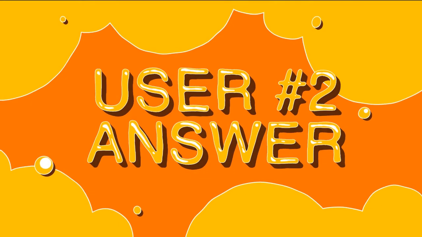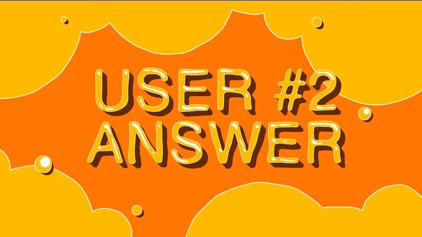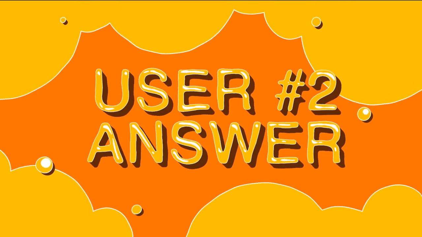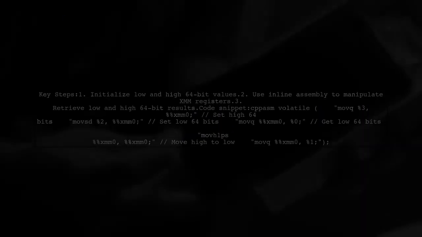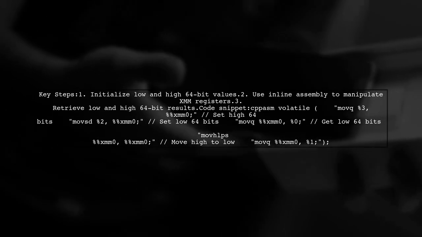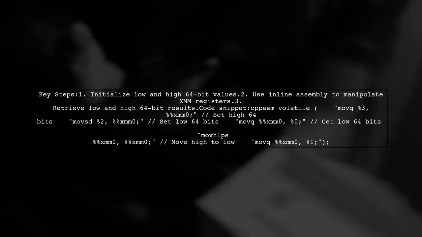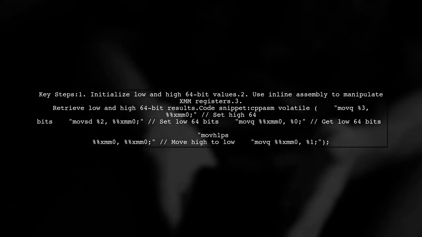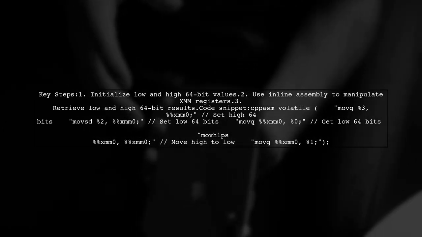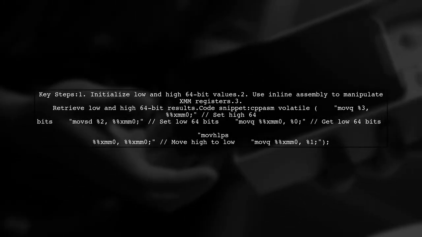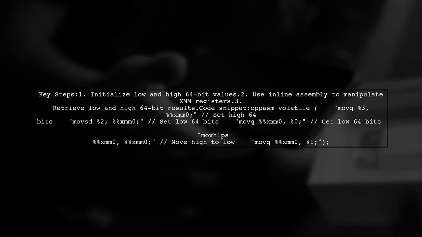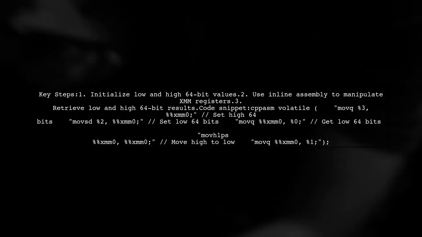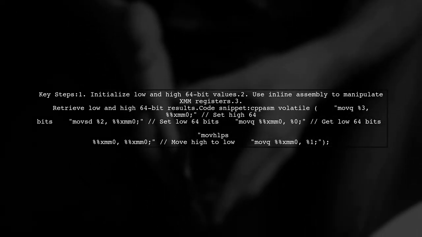Let's now look at another user-suggested answer. This code demonstrates how to transfer 128-bit values between XMM registers and general-purpose registers using AT&T syntax. It sets high and low 64-bit values, performs operations on the 128-bit register, and retrieves the results.